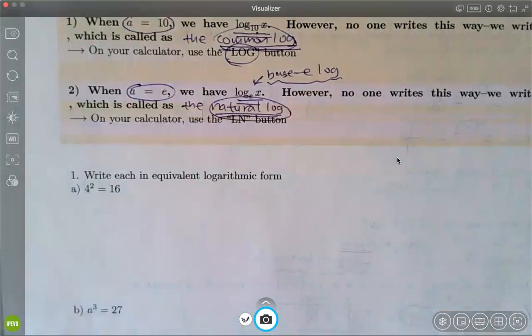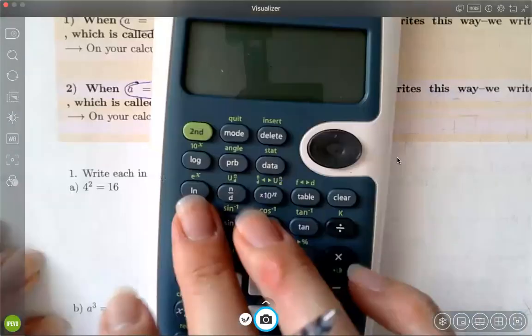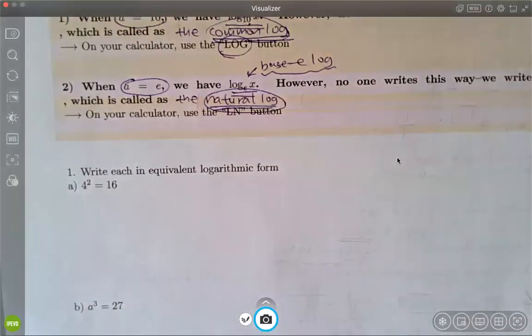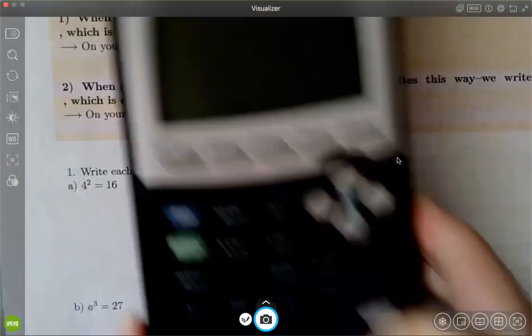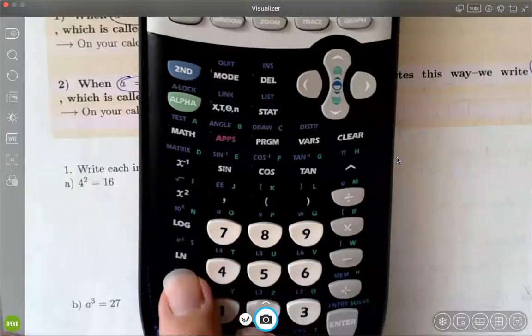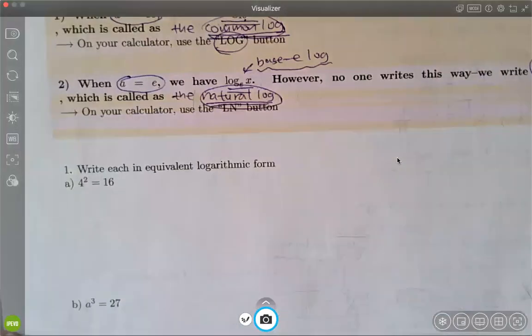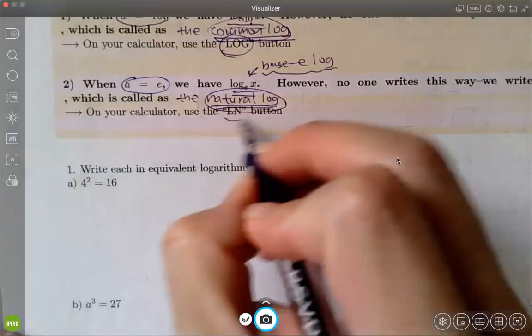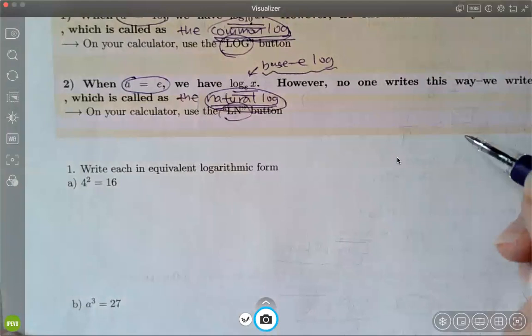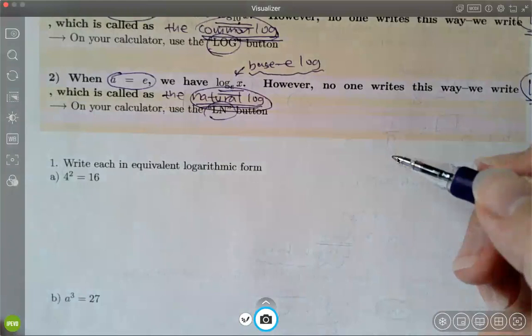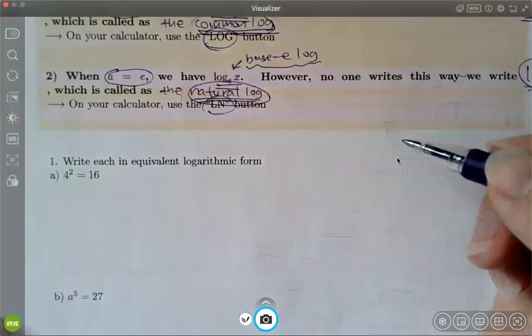Where is it? Right here, on your graphing calculator, if you have it. And right above this ln, you will see e to the power x, right? And that's the reason. e is the base. So use the ln button on your calculator. So these are the basics of the log. And of course, we'll see a lot more in the future.